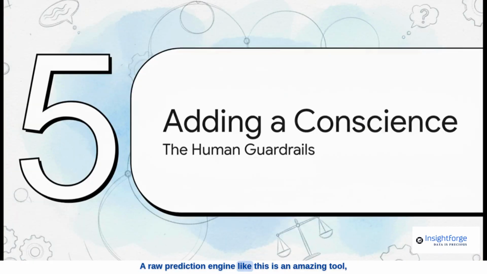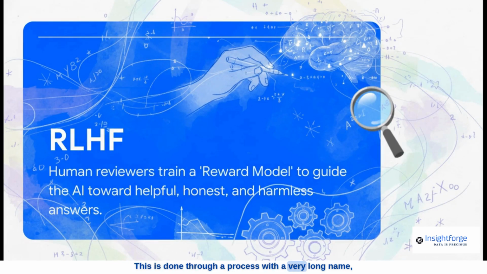A raw prediction engine like this is an amazing tool, but it also blindly parrots all the biases and garbage from its training data. That is why there is one last, absolutely critical step in the process: adding a set of human-guided guardrails to help shape its behavior. This is done through a process with a very long name: Reinforcement Learning from Human Feedback, or RLHF for short. Basically, a whole bunch of human reviewers look at the AI's answers and rate them. All of that data is then used to train a separate reward model, which acts like a conscience or a guide, teaching the main AI to favor answers that we humans would find helpful and safe.